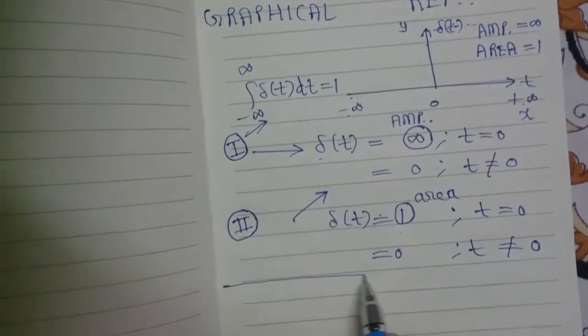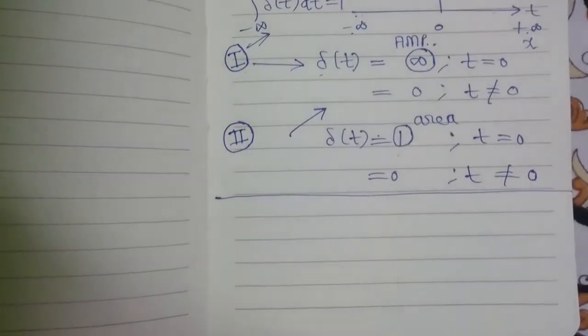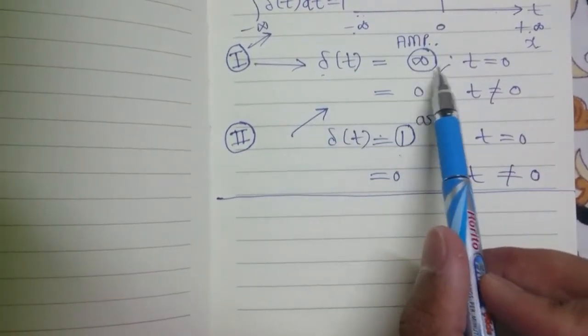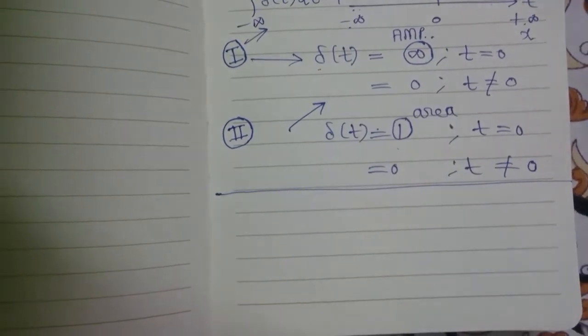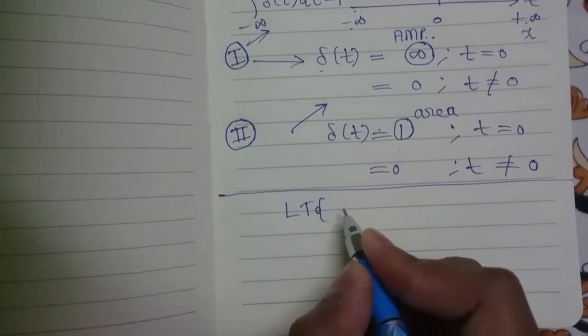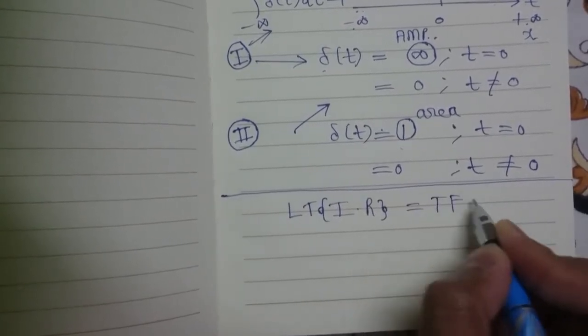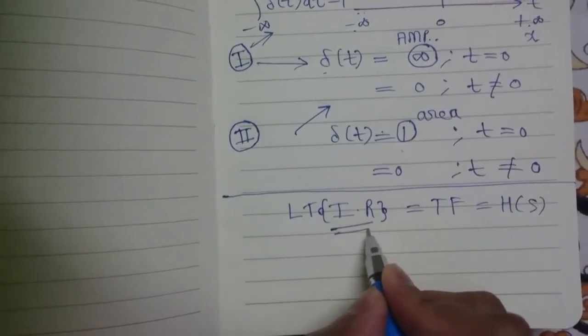Now what is the specialty about the impulse function? After all, we cannot generate the impulse function in the lab. You cannot generate a pulse which has infinite amplitude in very short duration. But why it is very important: if you see Laplace transform of impulse response is equal to transfer function is equal to H of s. So any system is always characterized by the impulse response.